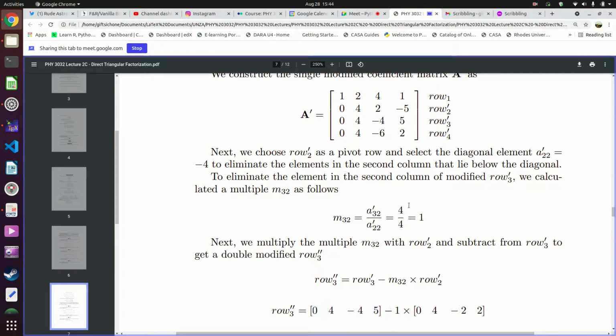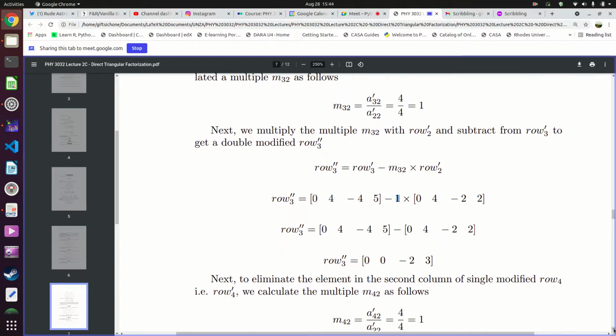Then minus your multiplier, which is 1, times your row number 2, which is 0, 4, 2, minus 5. So 0, 4, 2, minus 5. So there's a mistake.